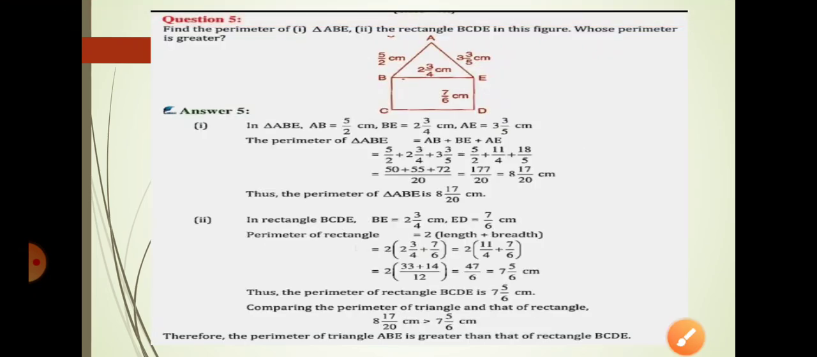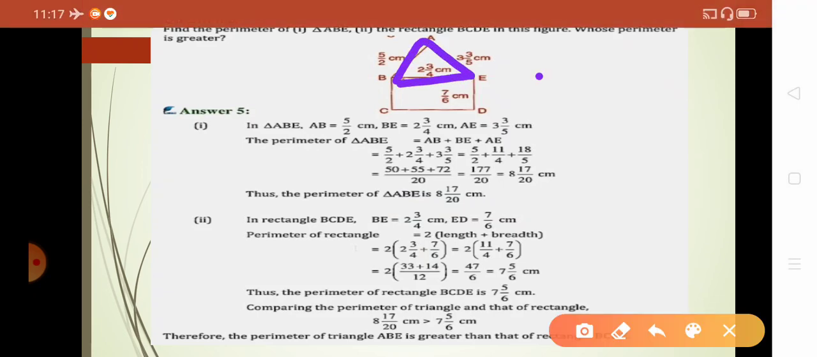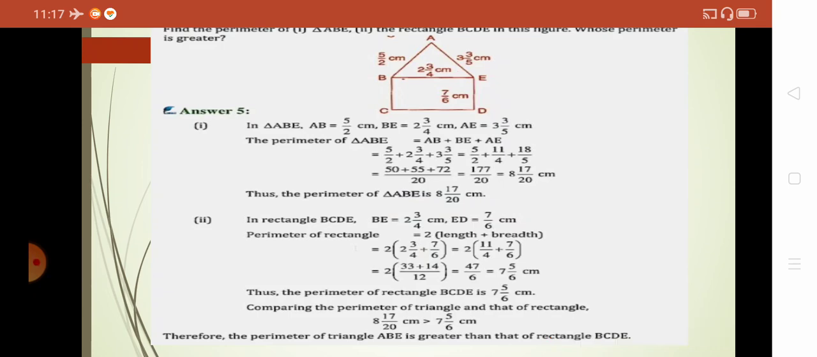Find the perimeter of triangle ABE and the rectangle BCDE in this given figure. Whose perimeter is greater? That means you have to find the perimeter of the given triangle and the perimeter of the rectangle, and check which out of these two has a greater perimeter. So what is the perimeter of a triangle? Sum of all sides.